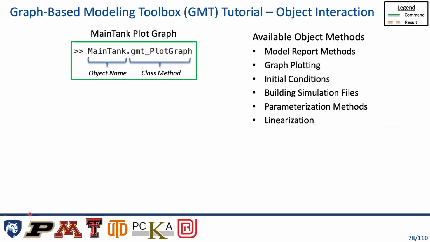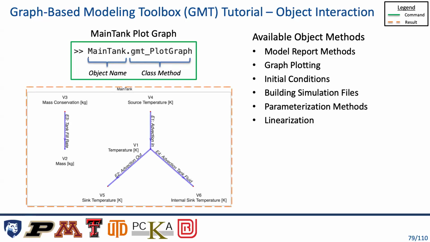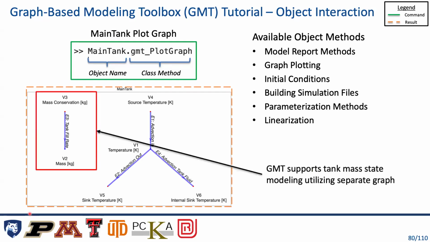In this example, we're just going to plot the graph structure in MATLAB. We have our main tank object in the workspace, and we call the GMT plot graph method on this object. When you do that, you get a figure in MATLAB. In this figure, the graph on the right is the energy system graph, and there's a graph on the left. In this toolbox, we model the tank mass state as a separate disconnected graph.